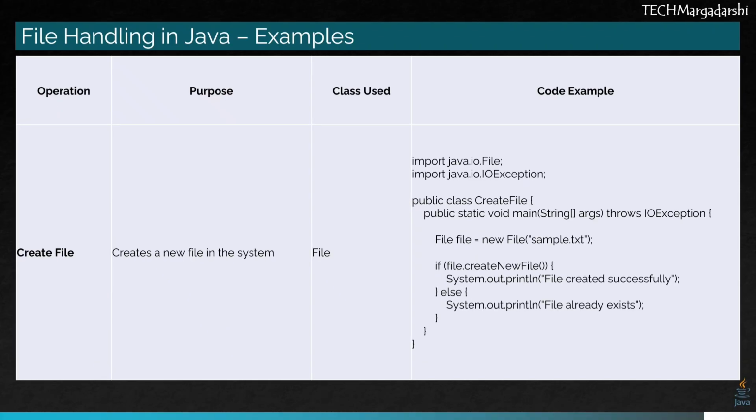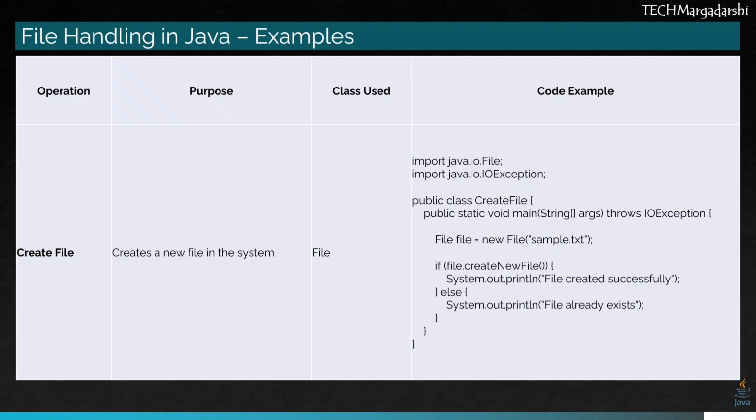In this slide, we are learning how to create a file in Java using the File class. Java provides the java.io.File class to represent a file or directory in the system. Now let's understand the code step by step. First, we import the File and IOException classes from the java.io package. The File class is used to create and manage files. An IOException handles input-output errors.